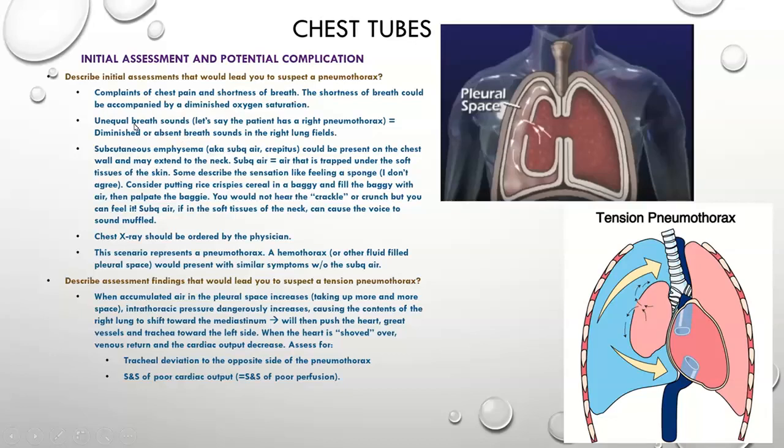And how does an examiner pinpoint or identify to you or kind of make you suspect a pneumothorax? It's going to be unequal breath sounds. If your patient has a right pneumothorax, they'll be diminished on the right side or absent breath sounds on the right side. Subcutaneous air can be present. Subcutaneous air is also called subcu air or crepitus. And so if you think about it, if you look at this scenario here, if there's air in the pleural space, it can kind of leach out into the subcutaneous air or the soft tissue under the skin.